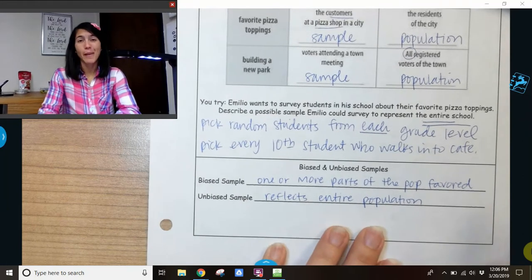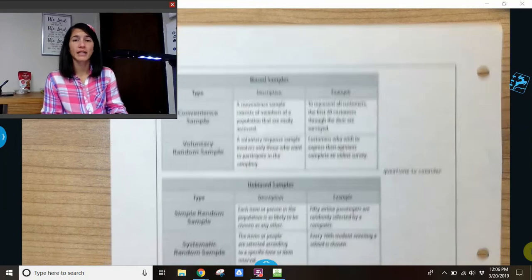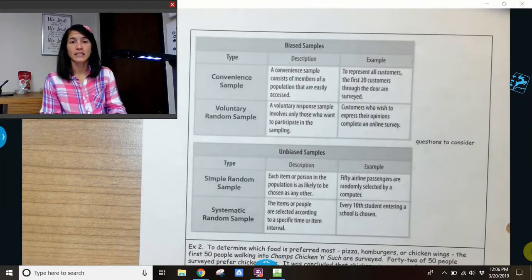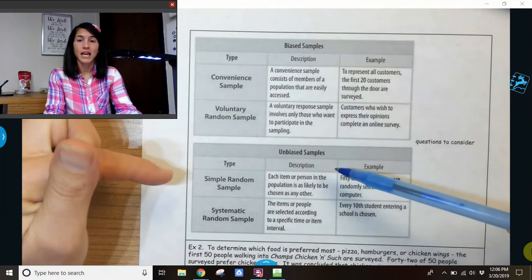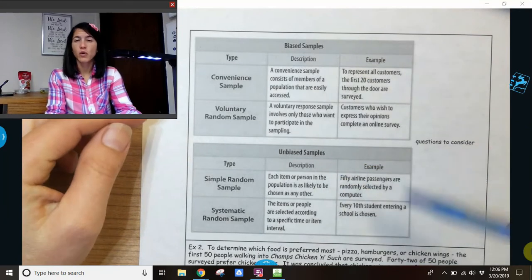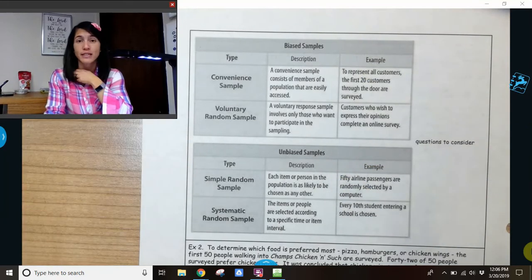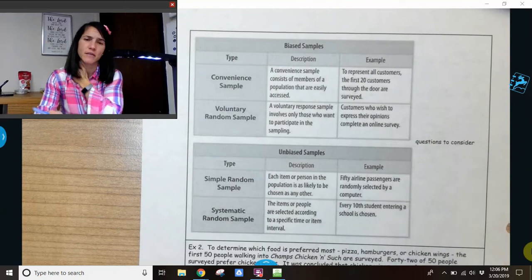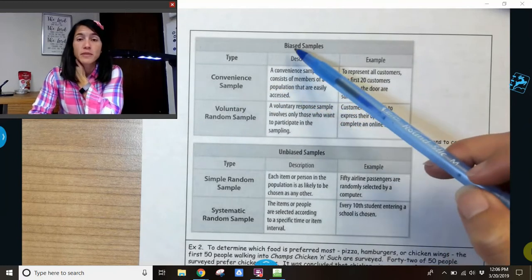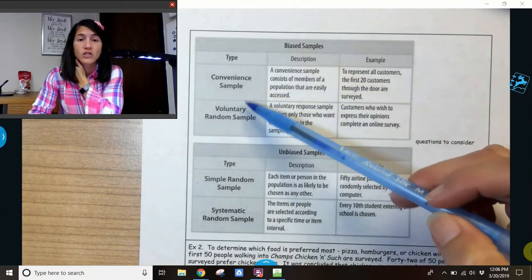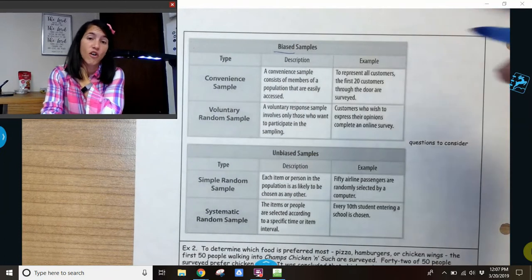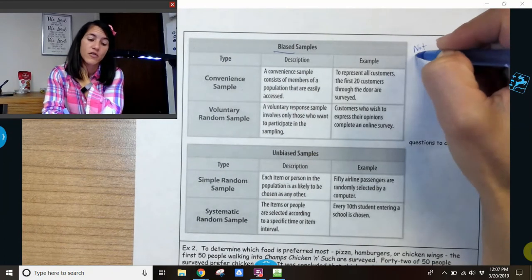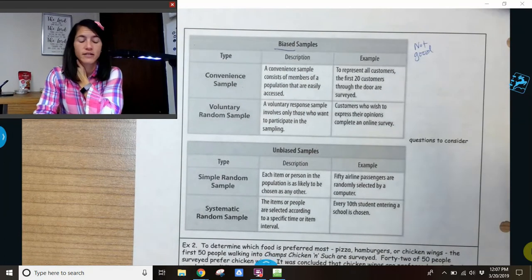So we're going to talk a little bit about biased and unbiased samples. On the back, I gave you two big charts and some descriptions and examples of biased and unbiased. And then over here, we're going to write some questions for you to think about when you're trying to help decide, is this biased or is this unbiased? So the two types of biased are either convenience or voluntary. Now these are biased. That means these are not good.